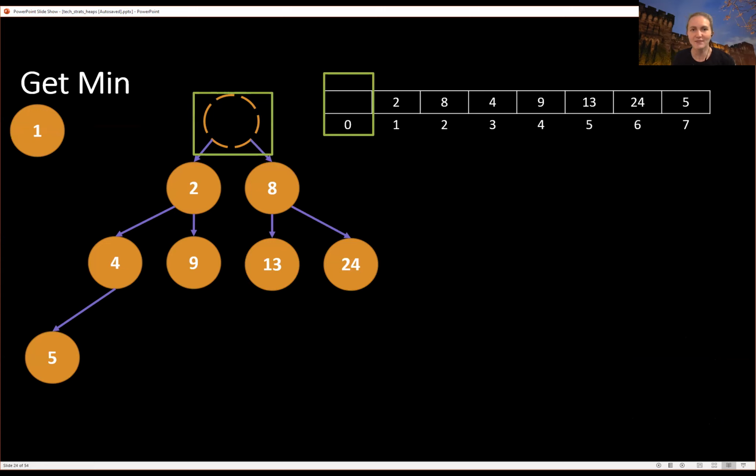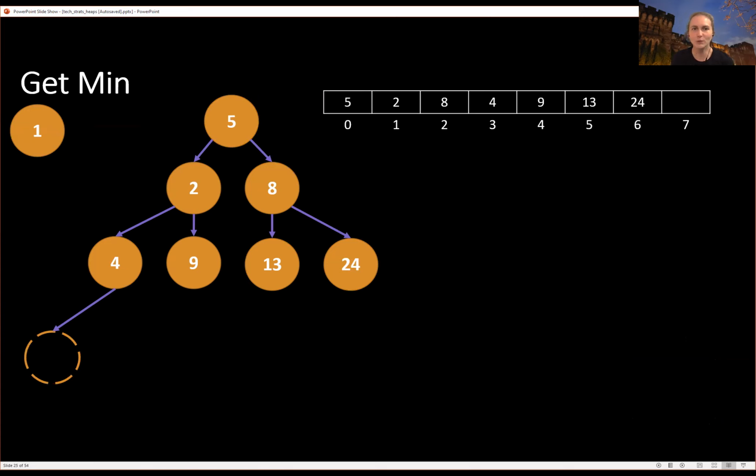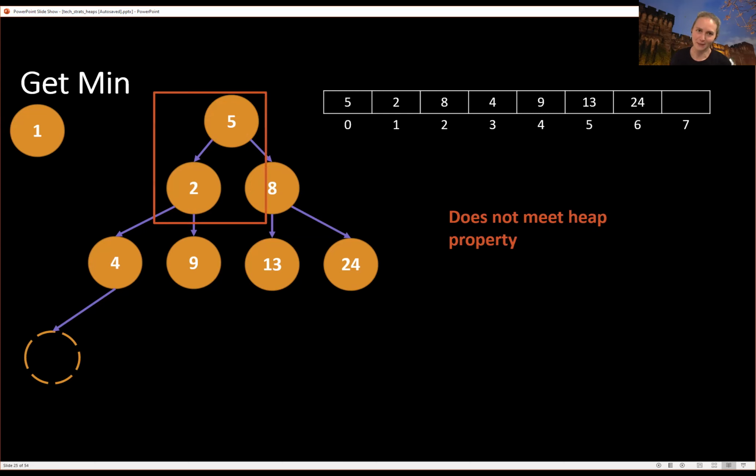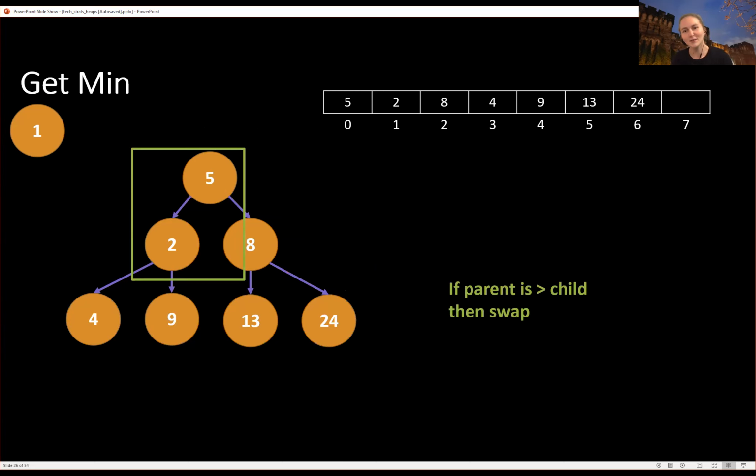We have an empty spot, so we're just going to put something in there. We'll take 5, which is the last element in the heap, and we will drop it into that empty spot. Now we have a root again, but it doesn't meet the heap property. So what do? We swap, just like we did before.